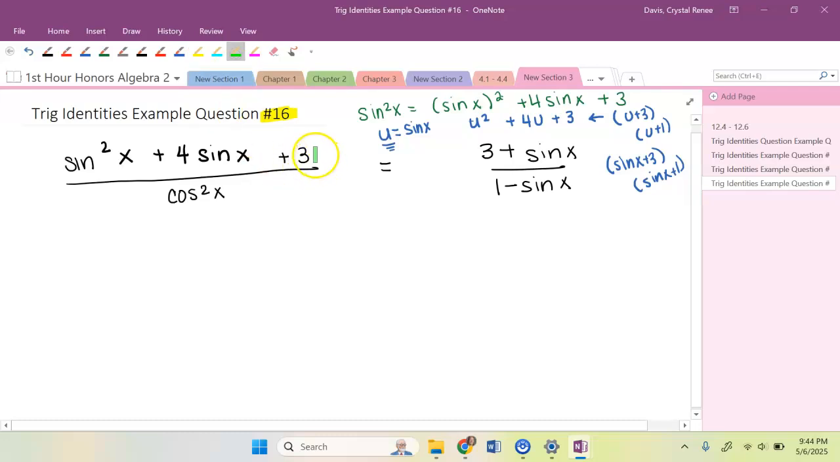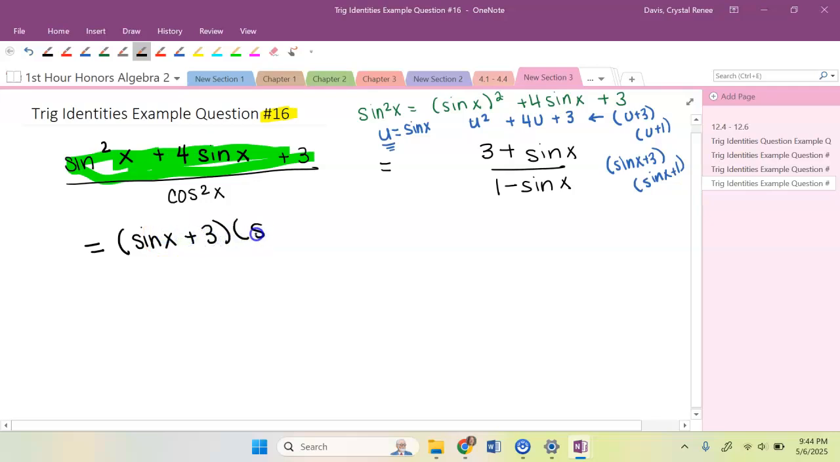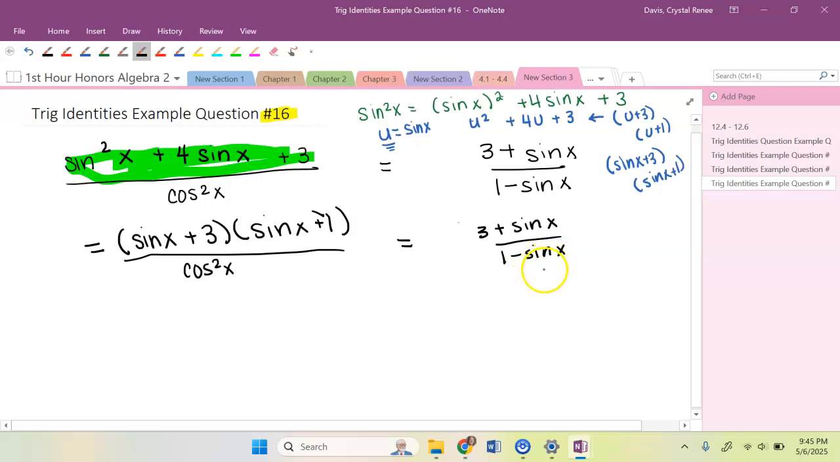That's exactly what we're going to do here: factor this top part. So this is sine of x plus 3 and sine of x plus 1 over cosine squared x. And when we're all said and done, this should equal 3 plus sine x over 1 minus sine x. These two still seem very far apart, but notice this and this are the same thing, so I have part of it.